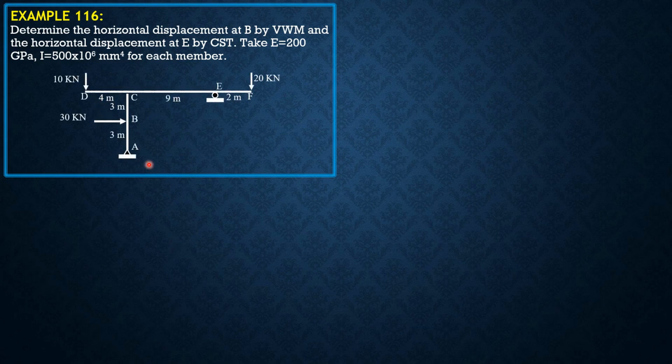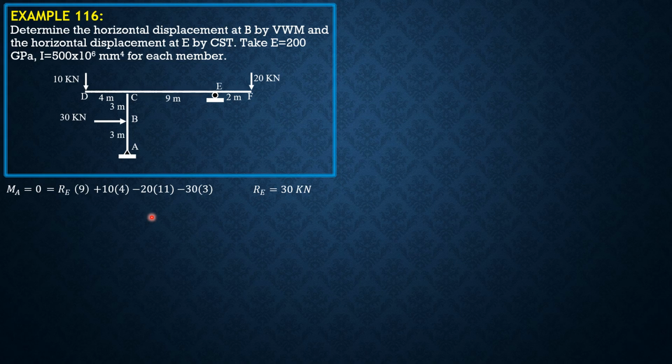So by virtual work for the horizontal displacement at B. So first let's compute the reaction at E by summing up moments about A. So RE times 9. So 0 equals RE times 9 plus 10 times 4. Then minus 20 times 11 minus 30 times 3. So from there we can solve R sub E equals 30 kilonewtons.